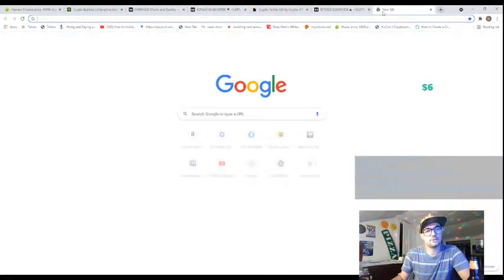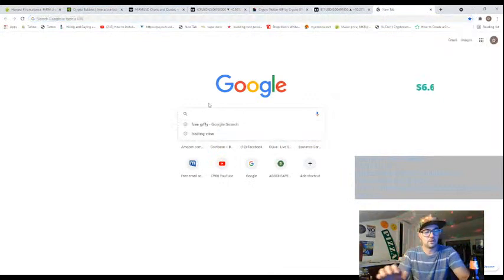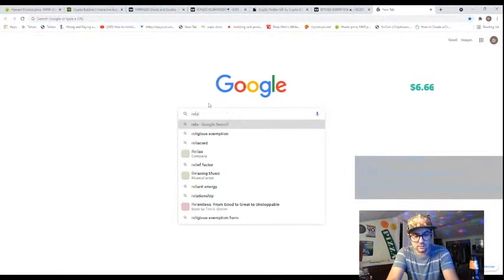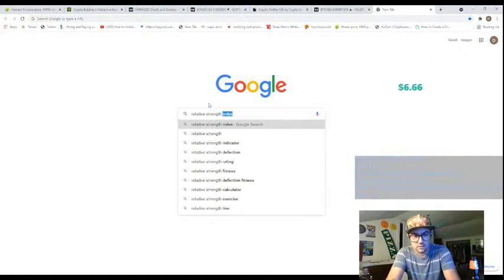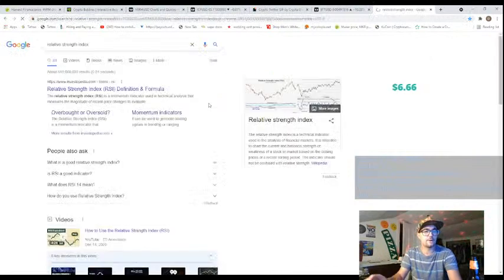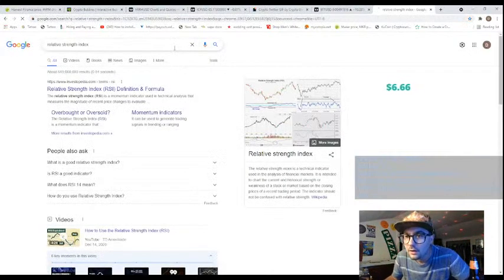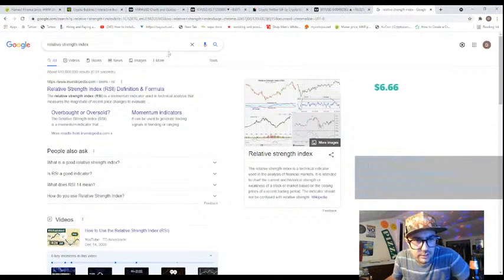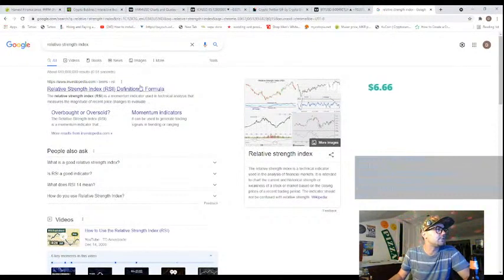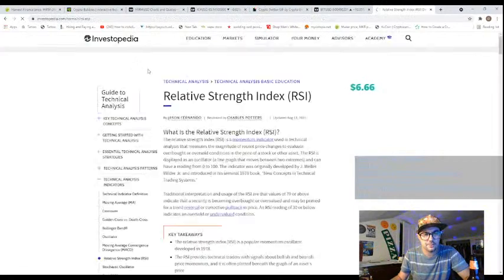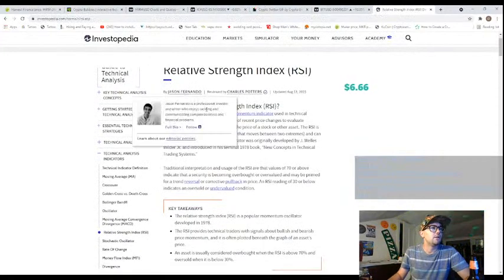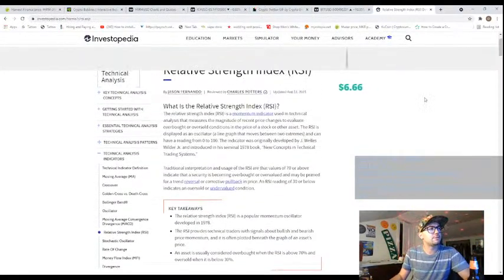So let's go up here to Google. Let's check out the relative strength index, right? That's what Mrs. Marie asked for, the relative strength index definition and formula. Let's check it out. We're gonna do some research for her and answer this question as properly as we can. Okay. So, what is the relative strength index?